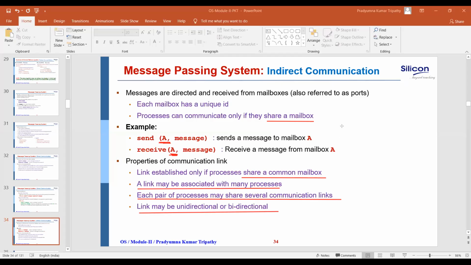Is it understood? Is the indirect communication understood?